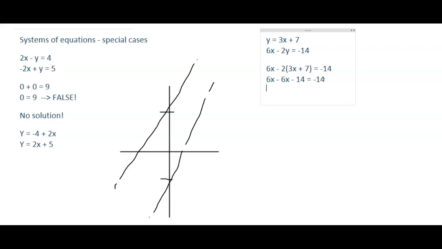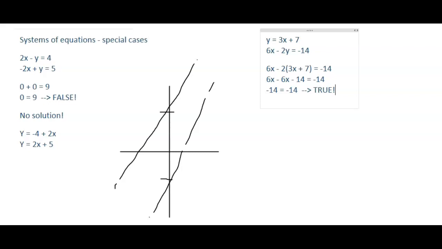Combine like terms. 6x minus 6x, that's 0. If I add 14, I don't even have to do that. 0 minus 14 is negative 14. And on the other side I have negative 14. Well, yeah, negative 14 does equal negative 14. That's a true statement. Again, all the x's and y's are gone, but this statement is true. No matter what x and y were, negative 14 does in fact equal negative 14.